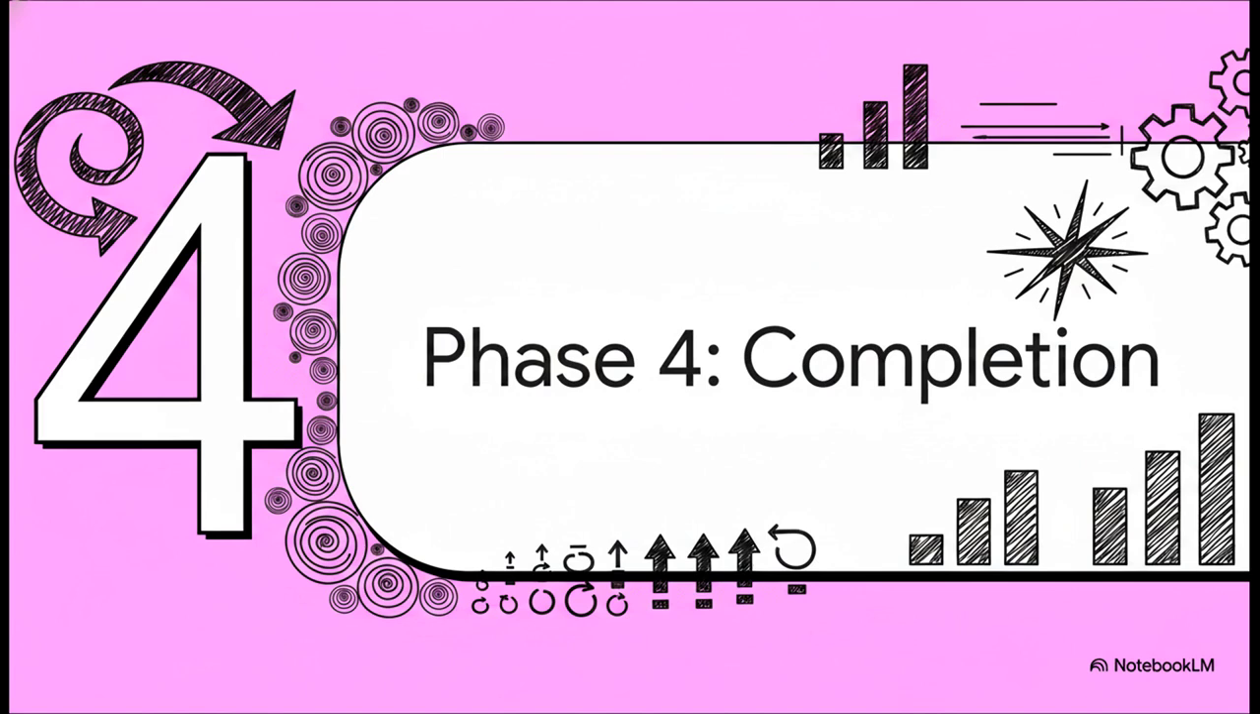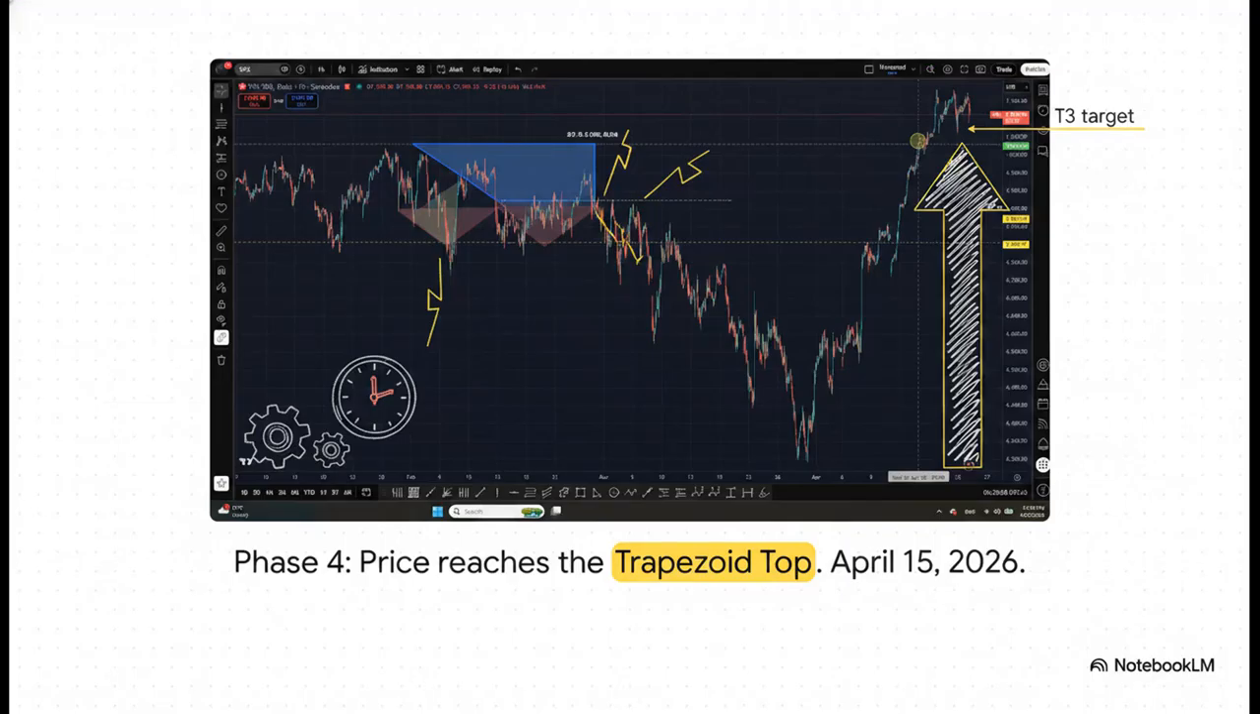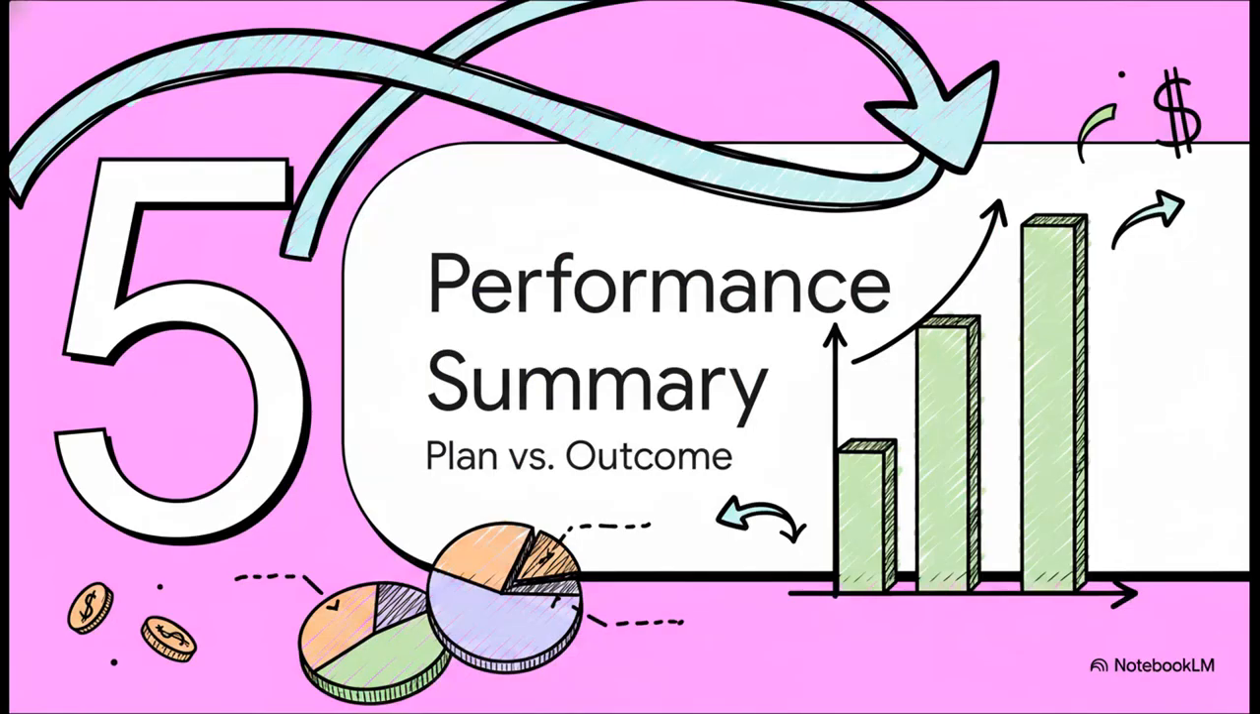And eventually, it reached its final conclusion, which is designated as Phase 4 completion. And there it is, the cycle officially concluded when the price reached the upper boundary of the trapezoid. This successfully hit that planned T3 target, and that marked the end of this cycle. Okay, so now that the cycle is complete, we can do a side-by-side comparison of the initial plan versus the final results. Let's see how the plan numbers stack up against what actually happened.